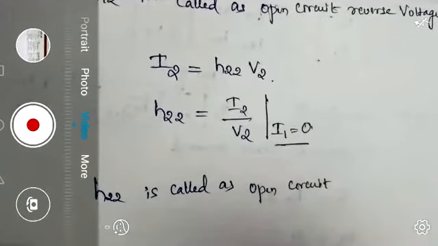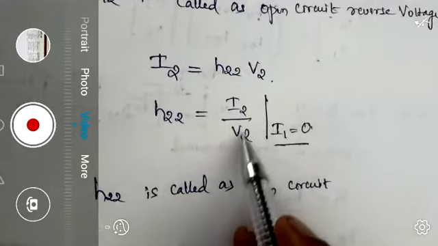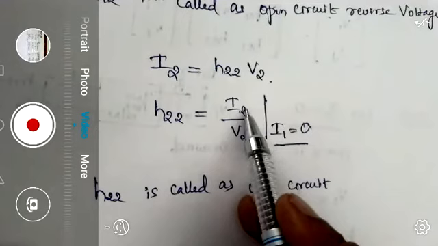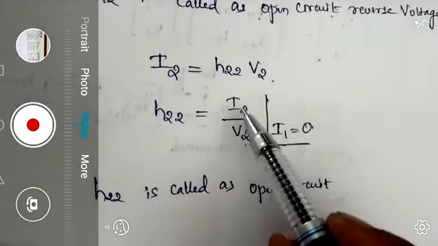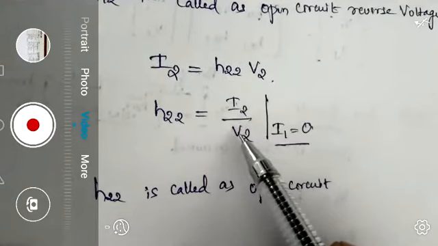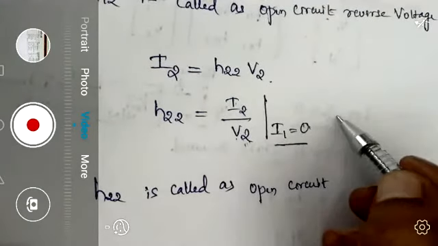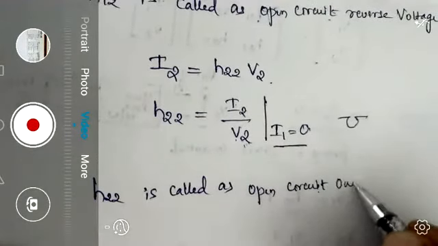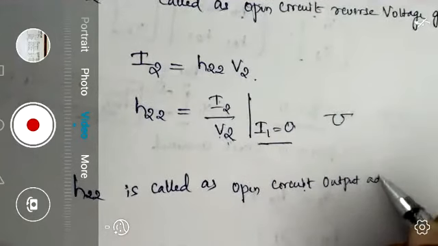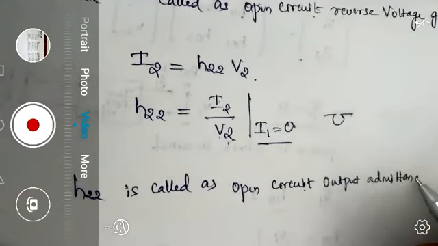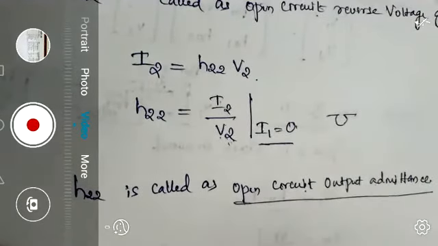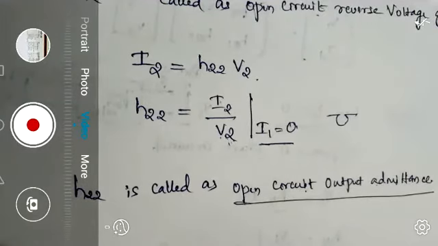What about the numerator and denominator? Both are 2, which means output. Hence, it is the ratio of I by V, so the SI unit is mho. Hence, it is the open circuit output admittance. Open circuit output admittance. Hence, we have calculated all the parameters H11, H12, H21, H22. All the parameter calculations are over.